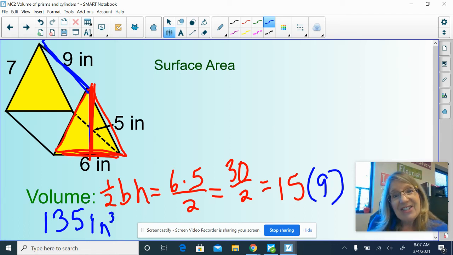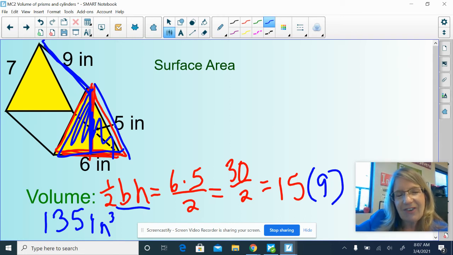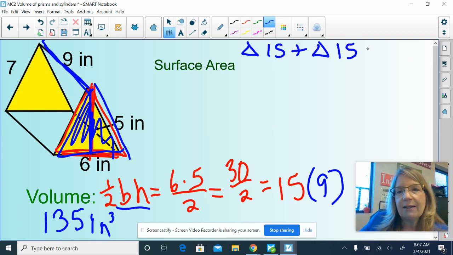All right, here we go. Surface area. Let's just take what we know about this triangle. And we said one triangle is 1/2 base times height, or 6 times 5 is 30 divided by 2. We said each triangle is 15. So now we have two triangles at 15, plus the other triangle is 15. Our two triangles together are 30.